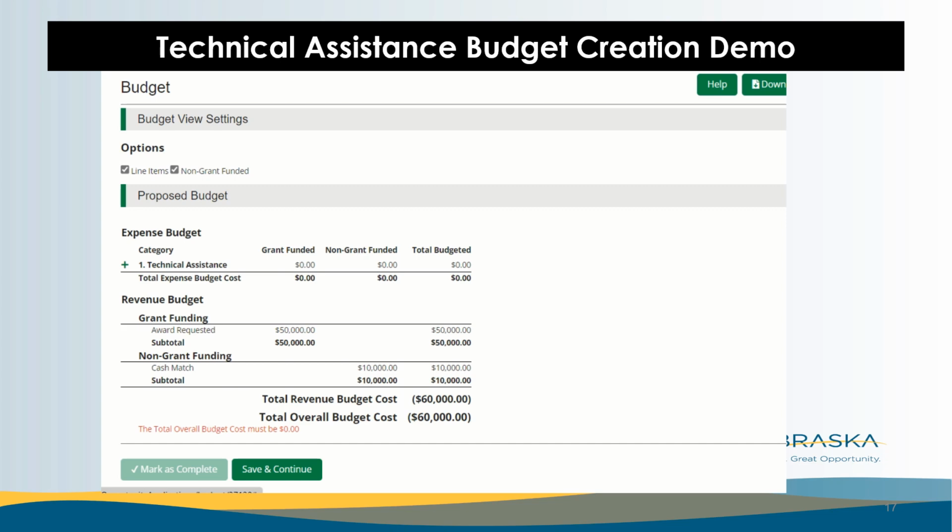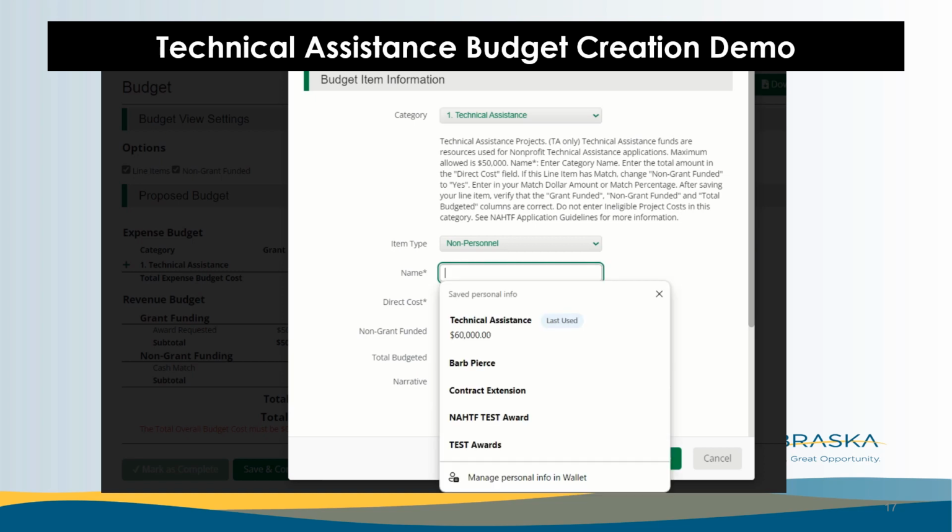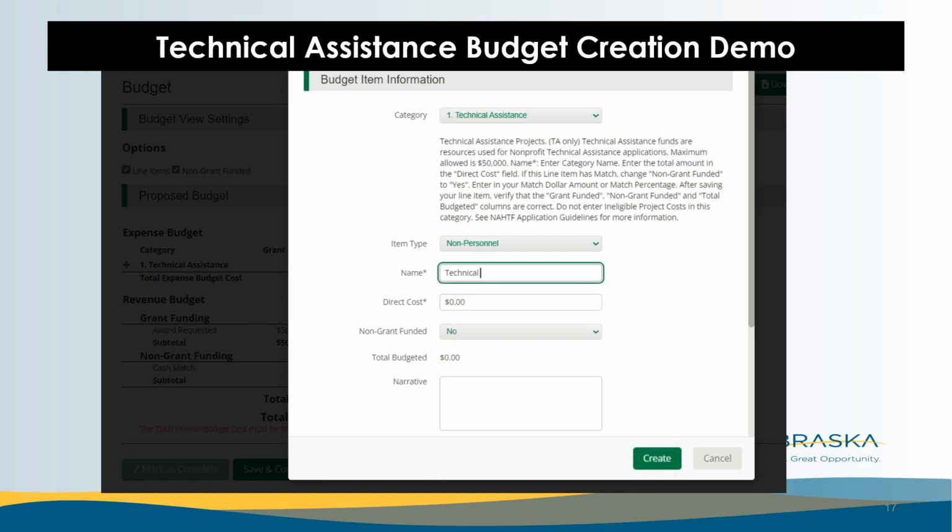You'll start by clicking the plus symbol next to the category Technical Assistance. You click on that and the name needs to be filled in. That's going to say Technical Assistance. Please just name it the category name. And the direct cost is going to be the amount of trust fund request plus any cash match. So in this example, there's a trust fund request of $50,000 and a match of $10,000. So direct cost is $60,000.